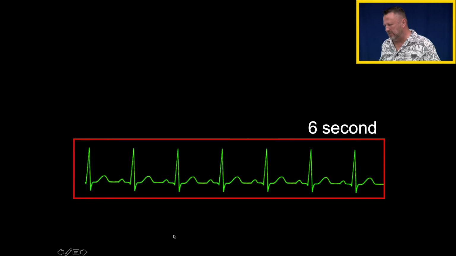Each of these blips is a contraction of the heart, the electrical signal of the contraction of the heart, because when the heart's contracting, all these ions move in and out of their channels, causing these electrical signals.